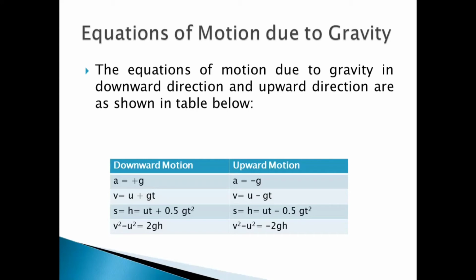Then s becomes h. So h is equal to ut plus half gt square for downward motion, and for upward motion g is minus, so the equation becomes ut minus half gt square. Then this derived equation, the third one, becomes v square minus u square is equal to 2gh for downward motion, and v square minus u square is equal to minus 2gh for upward motion.